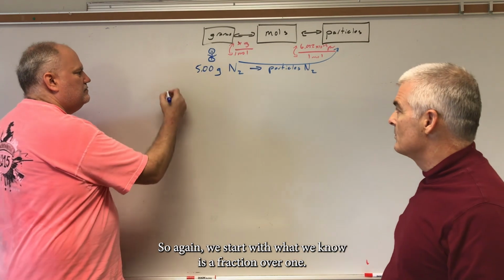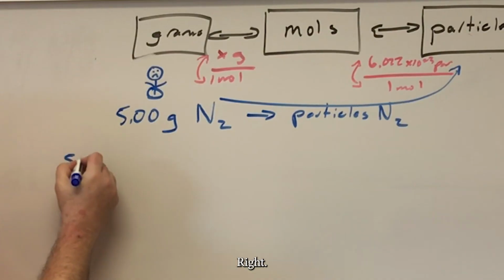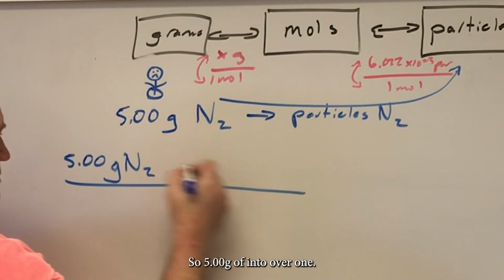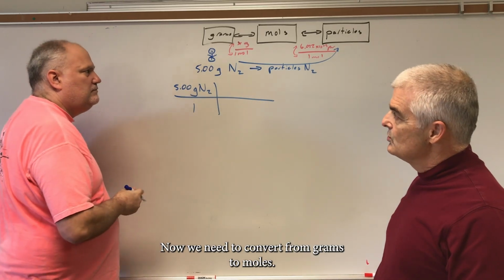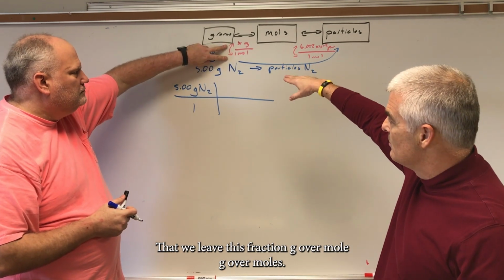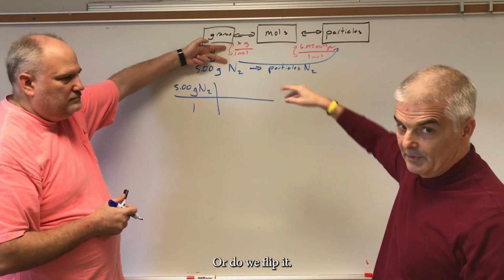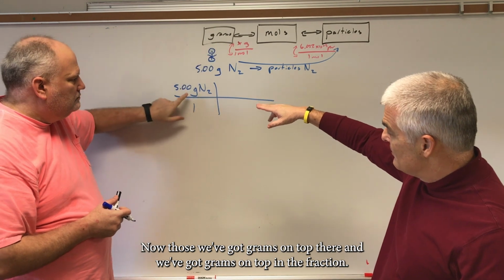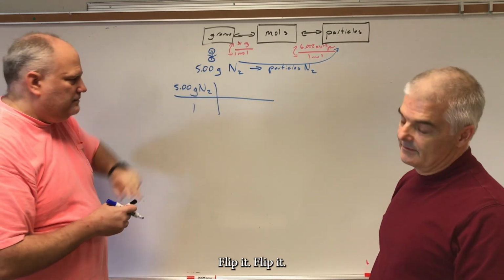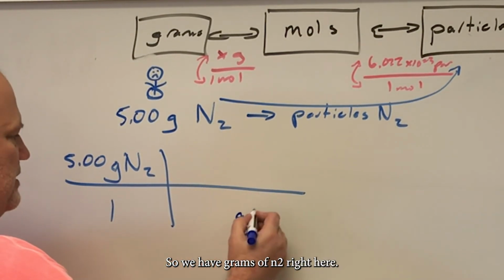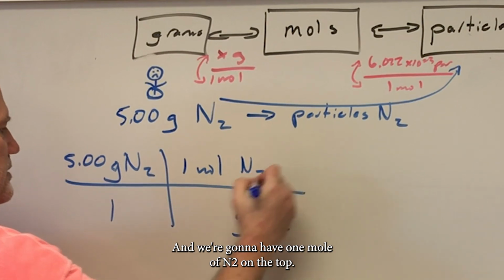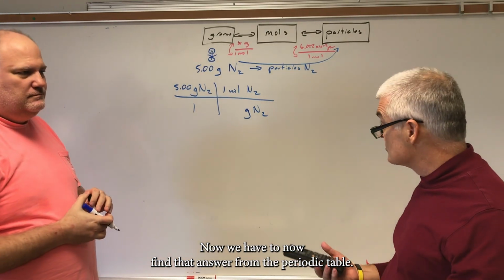Again, we start with what we know as a fraction over 1, so 5.00 grams of N2 over 1. Now, we need to convert from grams to moles. Do we leave this fraction or do we flip it? Notice we've got grams on top, and we've got grams on top in the fraction. That doesn't work, so flip it. So we're going to have grams of N2 on the bottom, and 1 mole of N2 on the top. Now we have to find that answer from the periodic table.